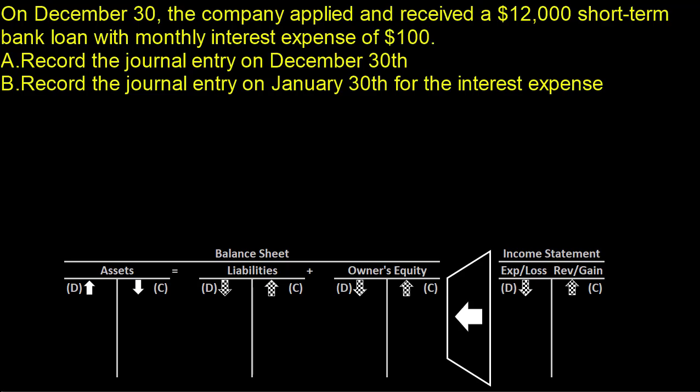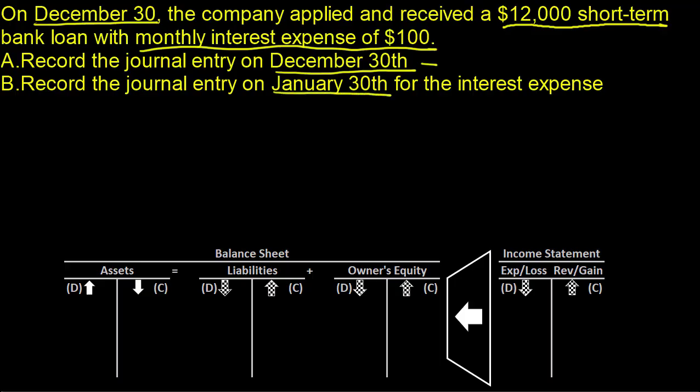Okay, so this is a journal entry for a loan and a corresponding interest expense. On December 30th, the company applied for and received a $12,000 short-term bank loan with monthly interest expense of $100. Record the journal entry on December 30th when they actually received the money and entered the loan, and then on January 30th for the interest expense.